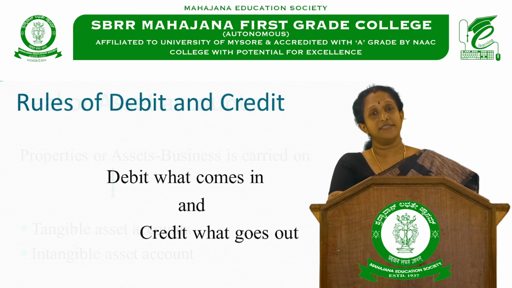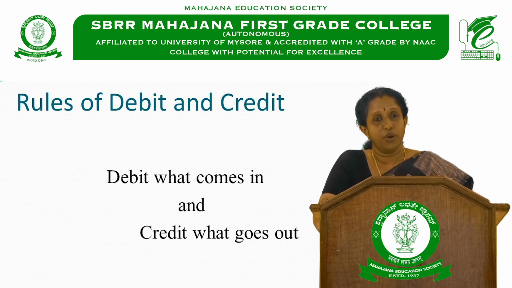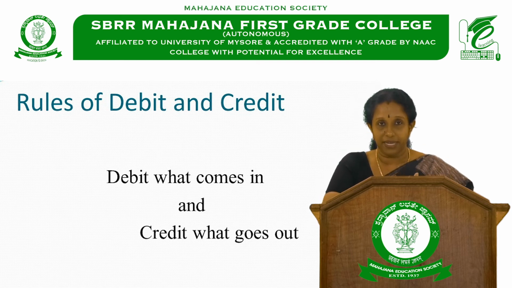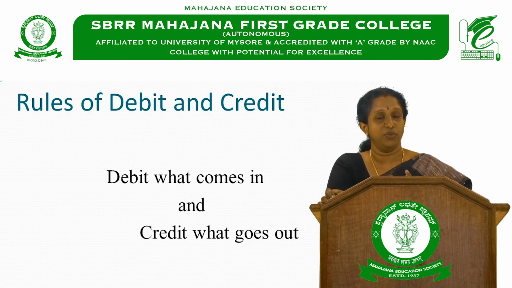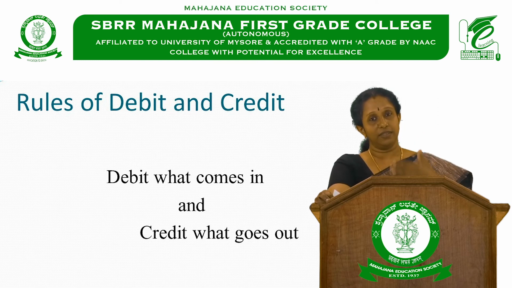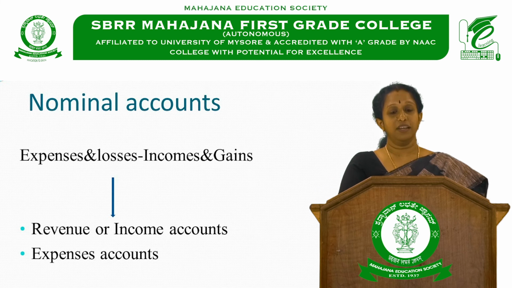And the rule for this is debit what comes in and credit what goes out. So whatever comes into your business will be debited, and whatever goes out of your business will be credited. That's the rule for the asset account or the real account. After that, we'll move on to the third category, that is nominal accounts. Okay, so nominal account refers to a revenue account.